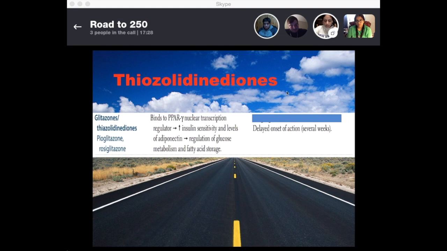And can anybody tell me a common side effect or adverse effect of this drug? Edema? Yeah. Weight gain? Yeah, weight gain and edema. And then heart failure, and then there's increased risk of fractures as well.